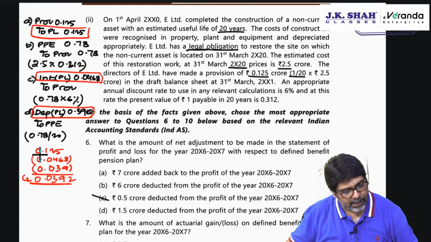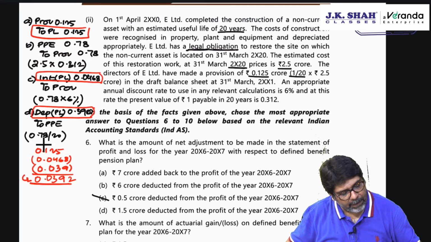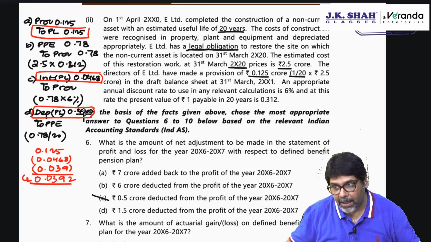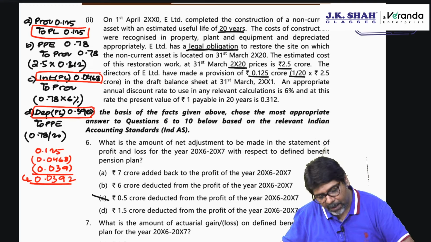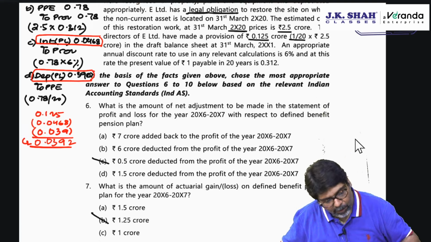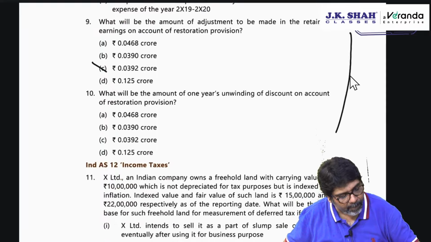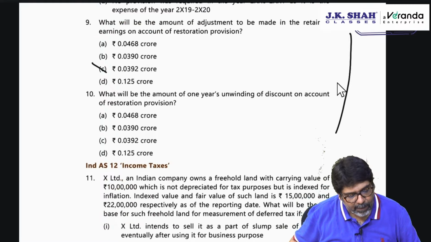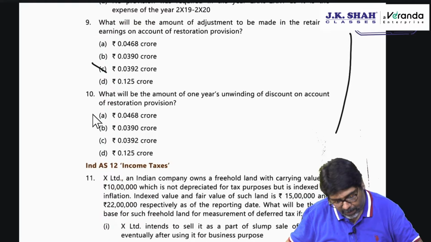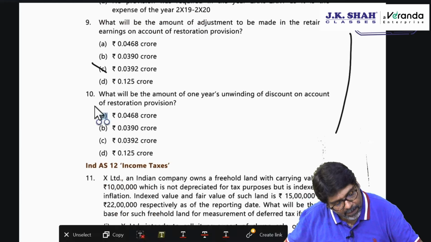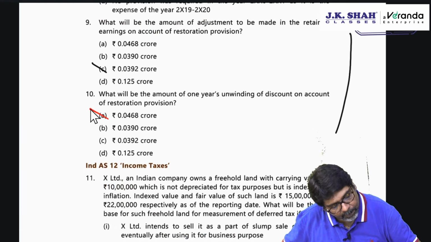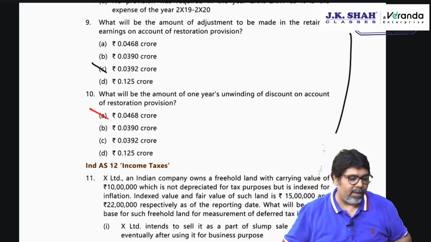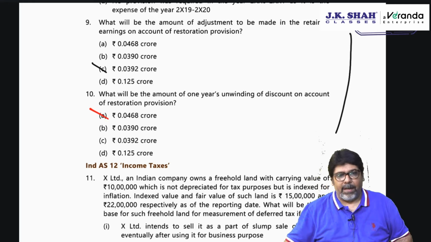So 0.125 P&L credit, 0.0468 P&L debit, 0.3900 over year charted P&L debit. So net impact, so we have done. What is the amount of one year's unwinding interest? Interest was this much. Correct? Yes. So the case scenario MCQ is done.